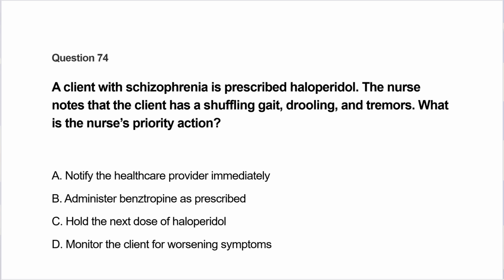74. A client with schizophrenia is prescribed haloperidol. The nurse notes that the client has a shuffling gait, drooling, and tremors. What is the nurse's priority action? A. Notify the healthcare provider immediately. B. Administer benztropine as prescribed. C. Hold the next dose of haloperidol. D. Monitor the client for worsening symptoms.